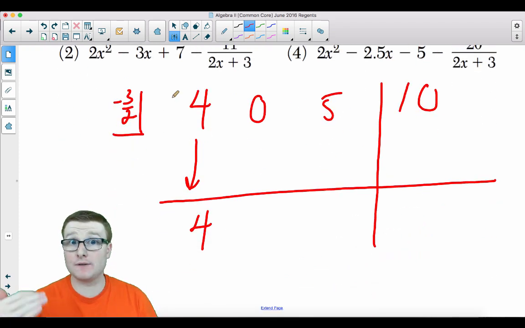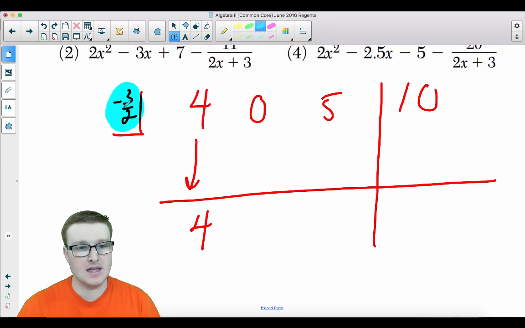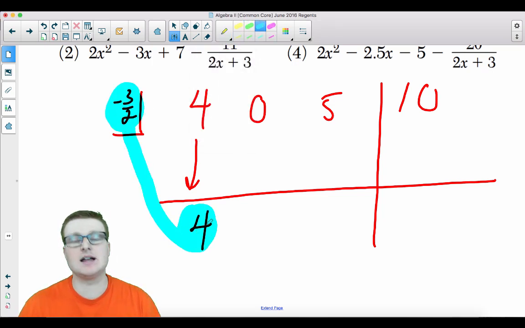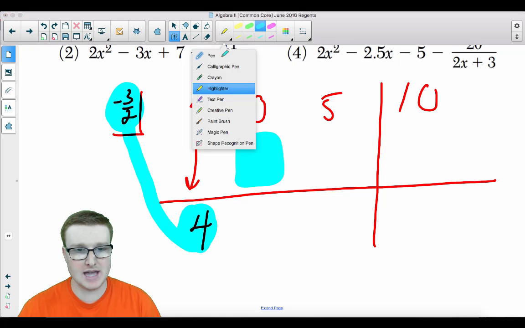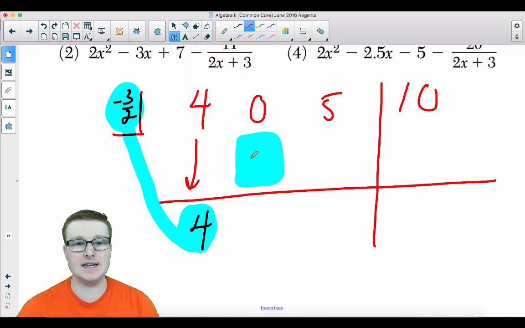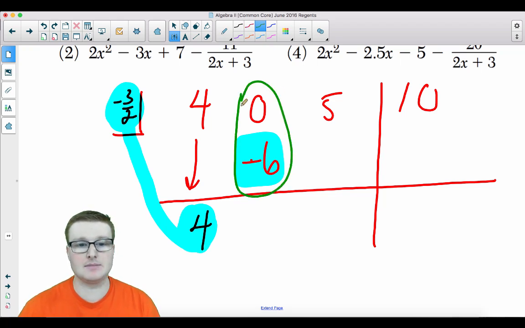So now let's go ahead and perform synthetic division. All we do is we take this number and multiply it to this number. Whatever that result is, we put it over here. Let's do it. So 4 times negative 3 halves gives you a negative 6. That negative 6 goes there. Now we're going to add these numbers. 0 plus negative 6 is negative 6.